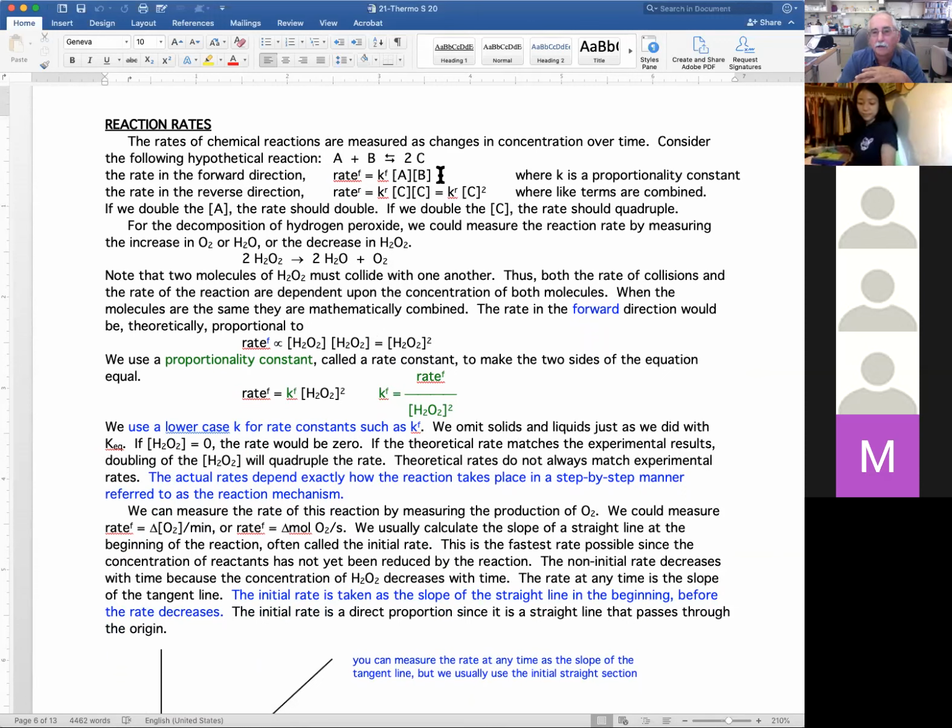What about the reverse reaction? So here, two molecules of C have to collide with one another. That's why it's dependent upon both of their concentrations. It just so happens that they're like terms which can be combined. So what would happen to the reverse rate if I doubled the concentration of C? Well, then I would quadruple the rate in the reverse direction. Make sense?